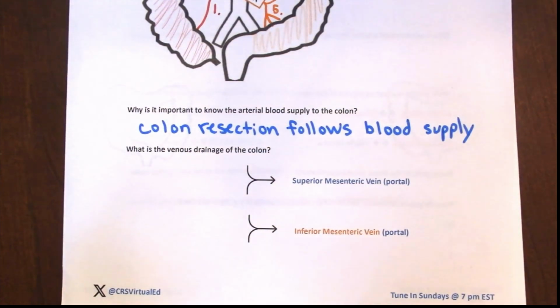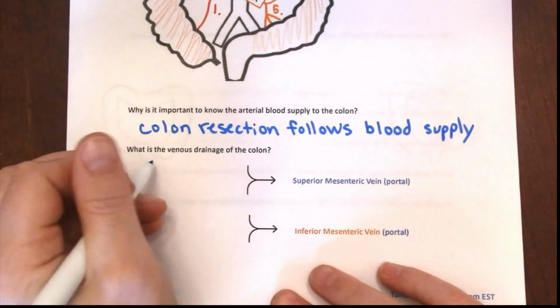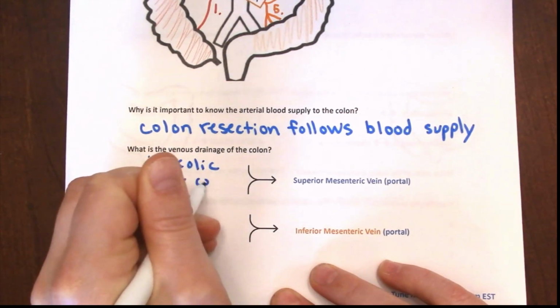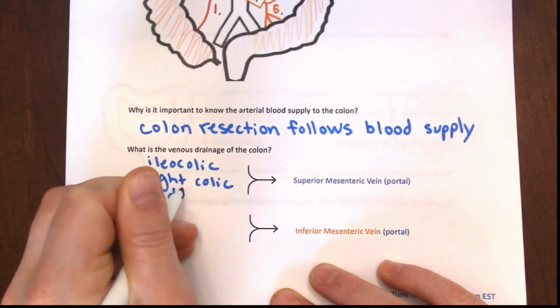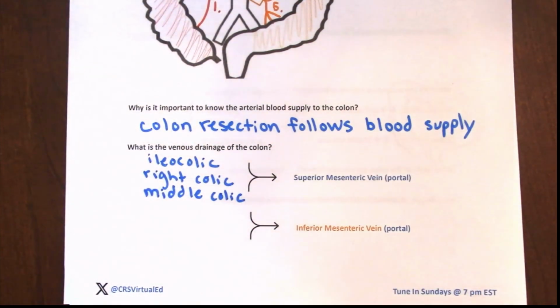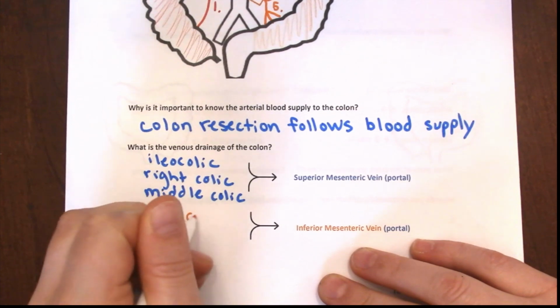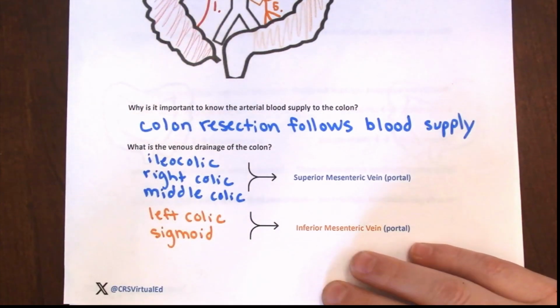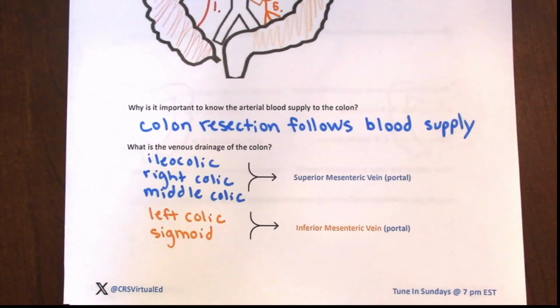And then what is the venous drainage of the colon? So the names of the veins are actually really similar to the arteries, so it's easy to remember. The ileocolic, right colic, and middle colic veins drain into the superior mesenteric vein, or the SMV, which then empties into the portal circulation. And similarly, the left colic and sigmoid veins drain into the inferior mesenteric vein, or the IMV, which empties into the portal circulation as well. This is why metastatic colon cancer often goes to the liver first.